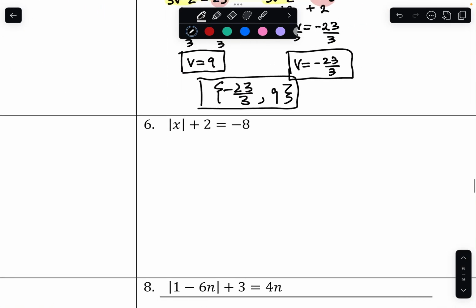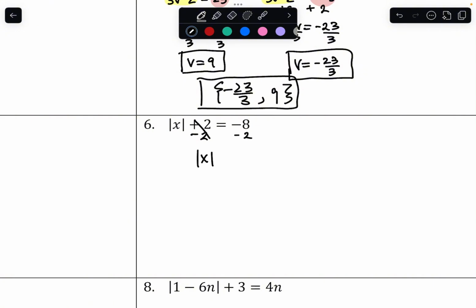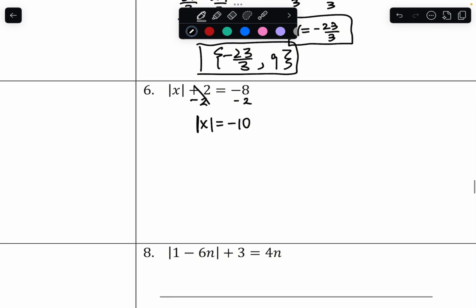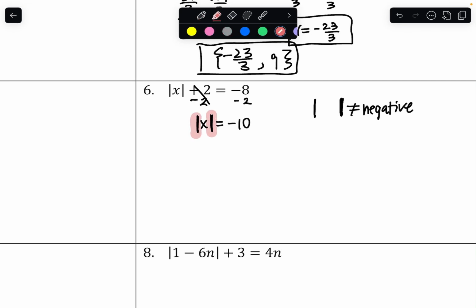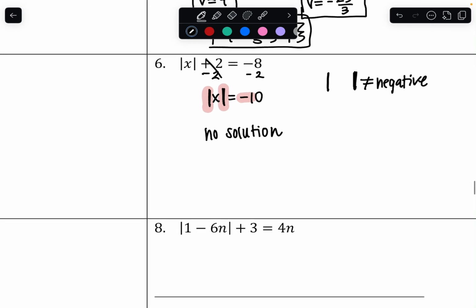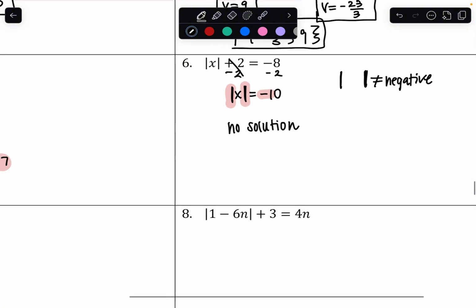All right, number 6. When I subtract 2 from both sides to isolate the bars, I get absolute value equals -10. And we know that absolute value is always positive. Anytime you have the bars around something, it never equals a negative number. And so when you have a case where you have absolute value bars equal to a negative, stop. Don't write your cases. Don't keep solving. It's no solution. There's no way absolute value of x could ever equal -10 because absolute value measures distance, and distance is not negative.